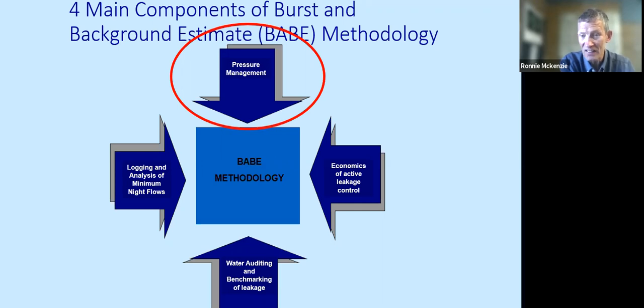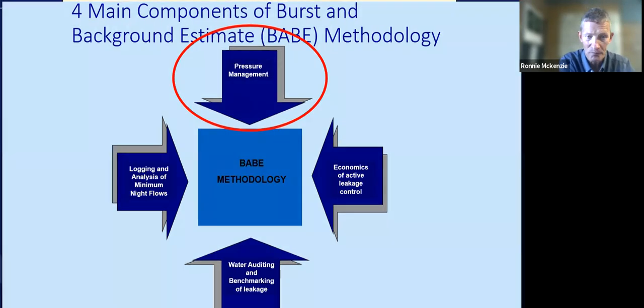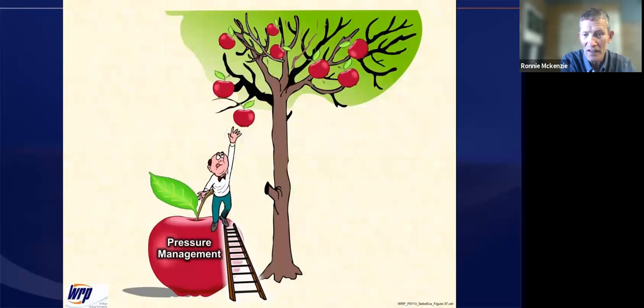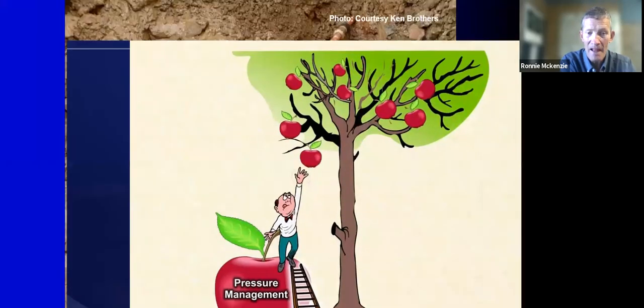It doesn't fix any leaks. That's an important point to bear in mind. You don't fix leaks with pressure management. You control the leakage and you try to avoid new leaks developing. So pressure management, in our view, is by far the low-hanging fruit for water loss interventions.